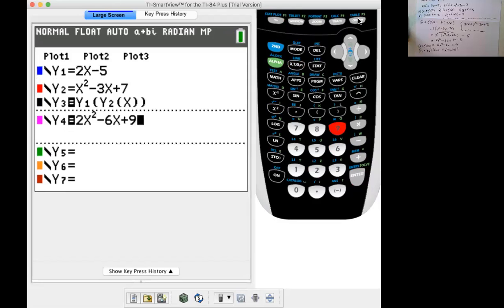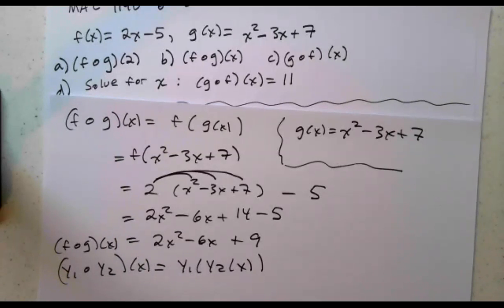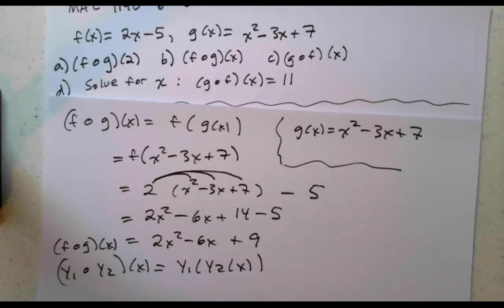So let's look at our grapher and see if they match up. So the black one is f circle g, and the pink one is 2x squared minus 6x plus 9. And they sure look the same. So that's a pretty good indication that I've done that correctly. All right, so nice to check your answers to make sure you haven't made an arithmetic mistake somewhere. So that's f circle g.